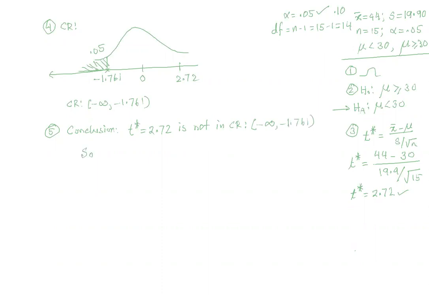So reject or do not reject? What do you think? Do we reject or we don't reject? It's not in the critical region. You do not reject. Exactly. Thank you. So do not reject H naught. Okay. What is the H naught? H naught is mu is greater than or equal to 30. Mu is greater than or equal to 30. People spend more than 30 minutes on the social media.